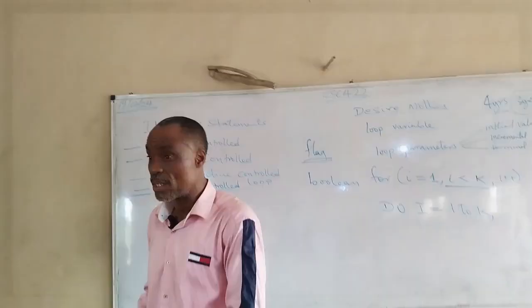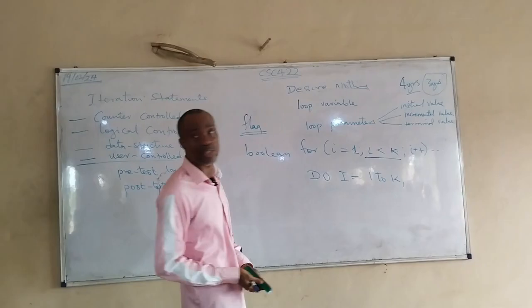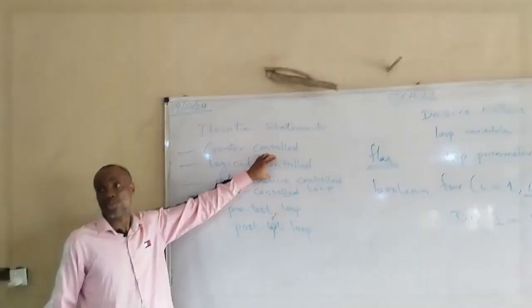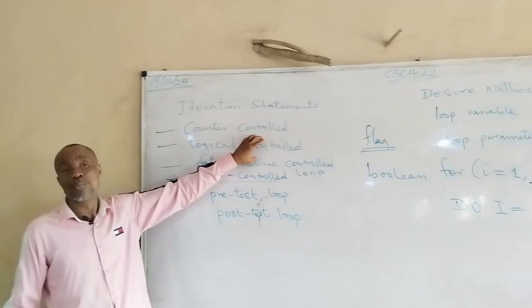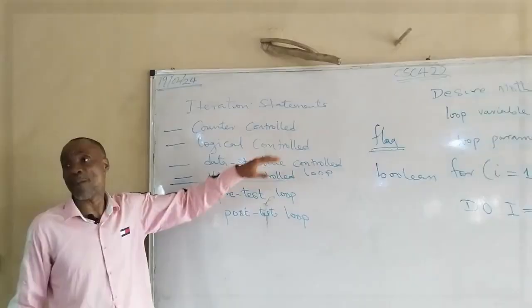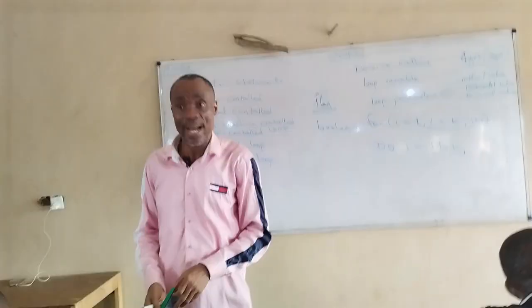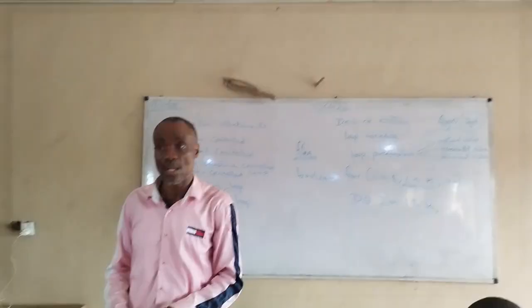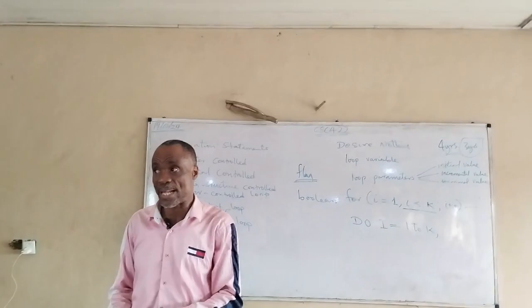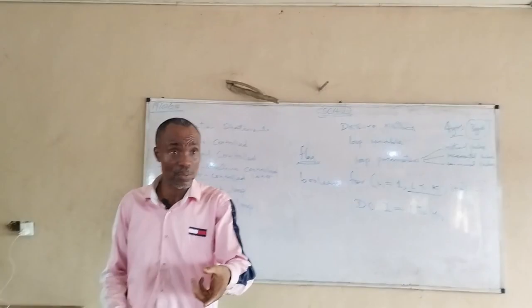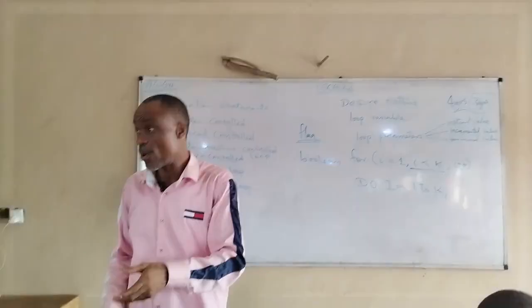Now, there are advantages. The counter controlled loop is used when the number of times the loop will execute can be known. This one is used when the number of times the loop will execute is not known, but we know when it should stop. We cannot tell beforehand the number of times the loop will execute, but we can specify a condition or circumstance, events that will occur, and then the loop will terminate. Are we okay?